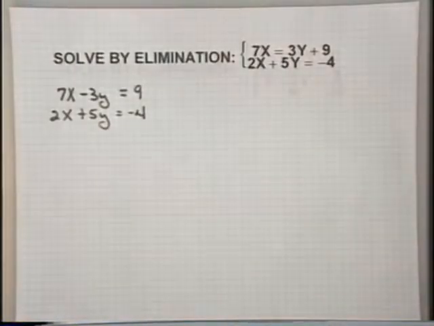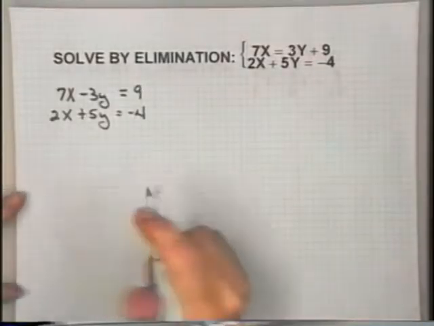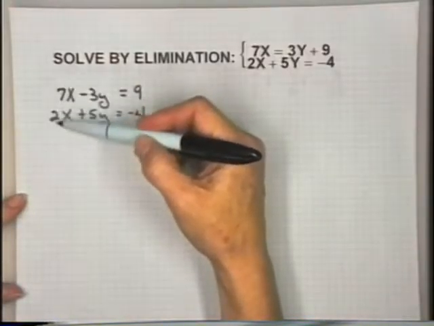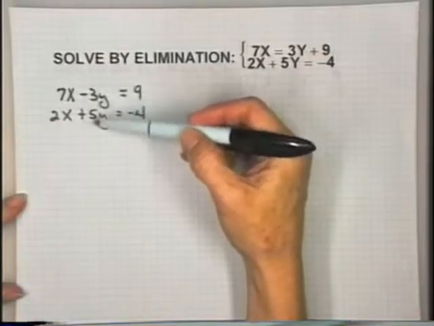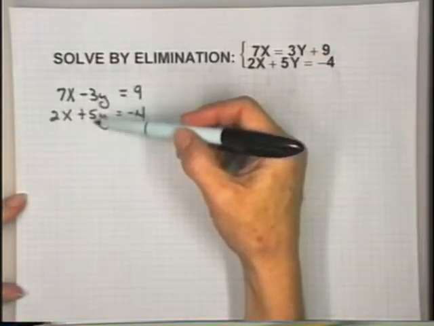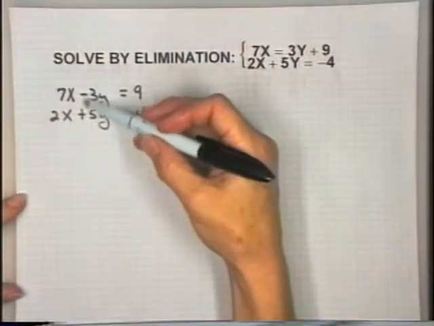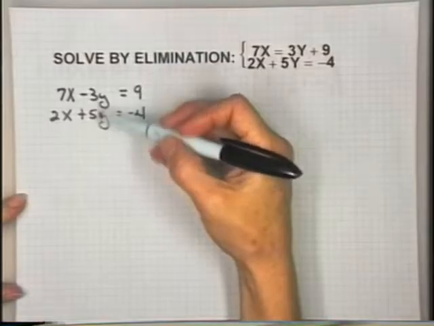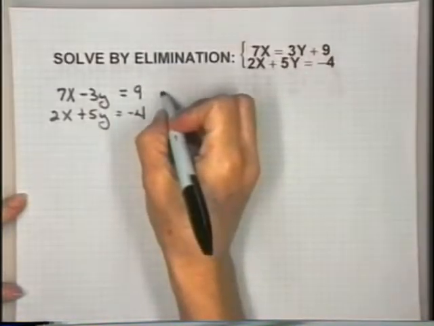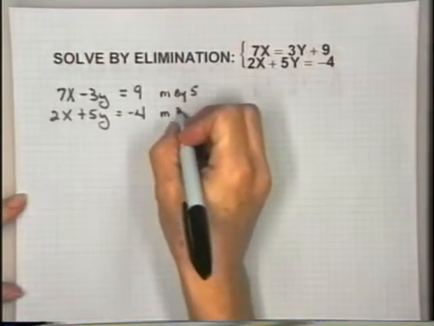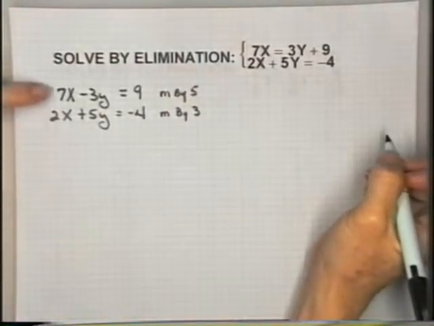Now, to eliminate my variables, I need to get opposite coefficients in front of either x or y. To get opposites in front of x, I would need to change these to 14 and negative 14. To get opposites in front of y, I would need a positive 15 and a negative 15. Since these are already opposite signs, I'm going to go for the 15s in front of y. So I'm going to multiply this equation by 5, and I'm going to multiply this equation by 3. So let's multiply by 5.